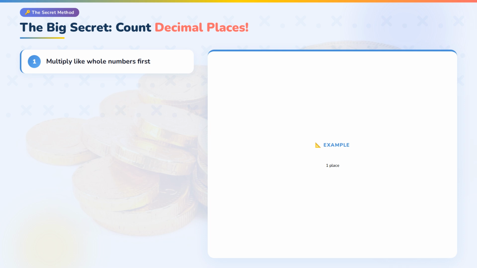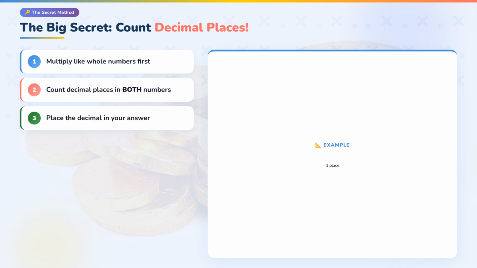Here's the big secret to multiplying decimals, and once you hear this, you'll never forget it. Step 1. Ignore the decimal points and just multiply like normal whole numbers. Step 2. Count how many decimal places are in all the numbers you multiplied. Step 3. Put that many decimal places in your answer, counting from the right. That's literally the whole trick. Let's see it in action.